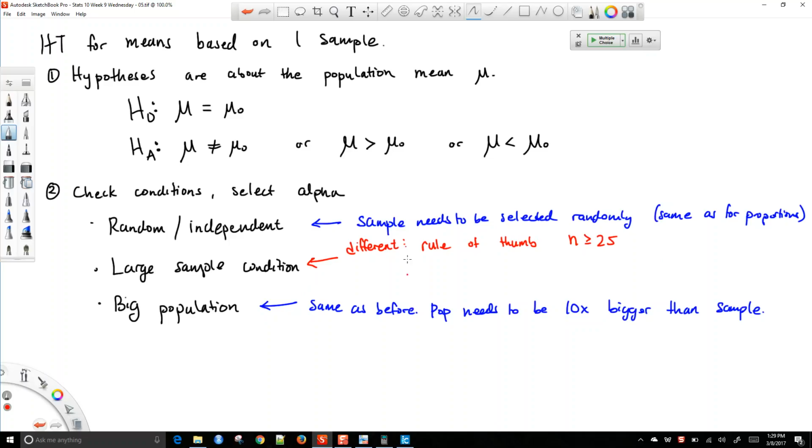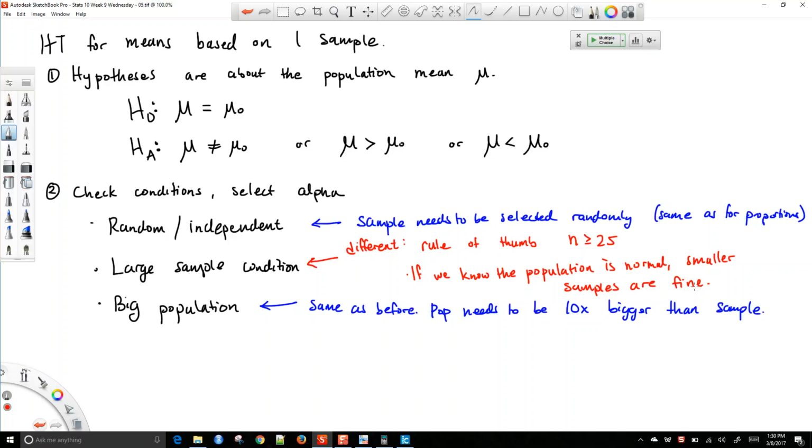Another rule of thumb, or not rule of thumb, there's an exception to this, and that is if we know the population is unimodal and symmetric, meaning if the population looks normal, if we know the population is normal or unimodal and symmetric, smaller samples are fine. Okay, so you can have a sample size of 10, and it won't be a problem if we know the population is normal or at least unimodal and symmetric. Okay.